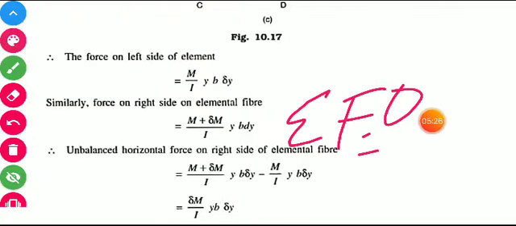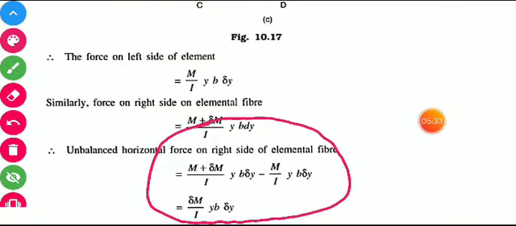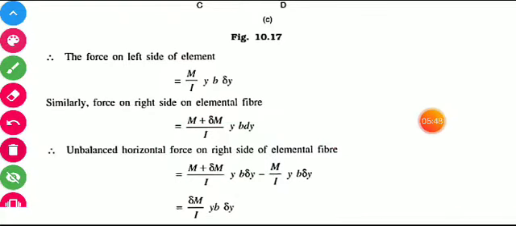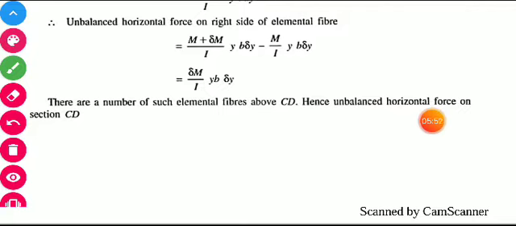So when putting the horizontal force equal to 0, the net force becomes equal to this magnitude, del M by I into y into b into del y, and here b into del y will be equal to your area. So here we calculated the net horizontal force acting on the body.